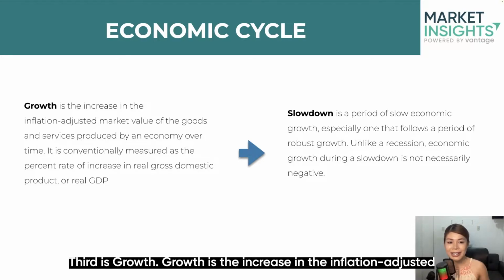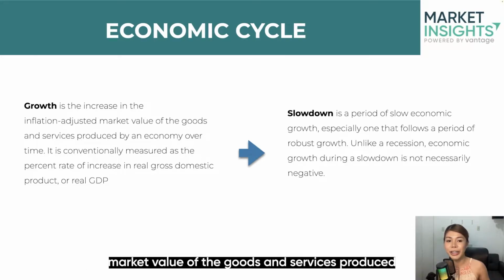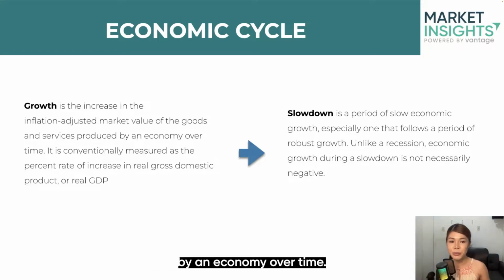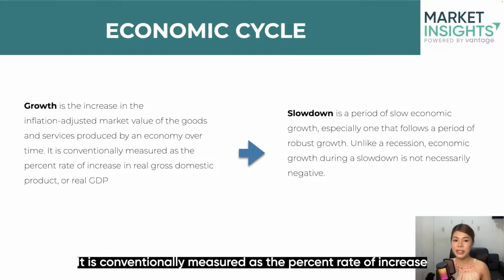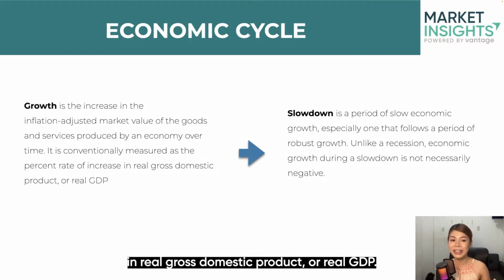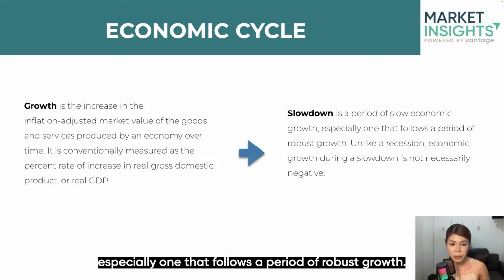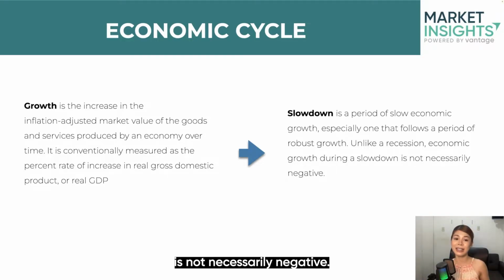Third is growth. Growth is the increase in the inflation-adjusted market value of the goods and services produced by an economy over time. It is conventionally measured as the percent rate of increase in real gross domestic product or real GDP. Lastly, we have slowdown. Slowdown is a period of slow economic growth, especially one that follows a period of robust growth. Unlike a recession, economic growth during a slowdown is not necessarily negative.